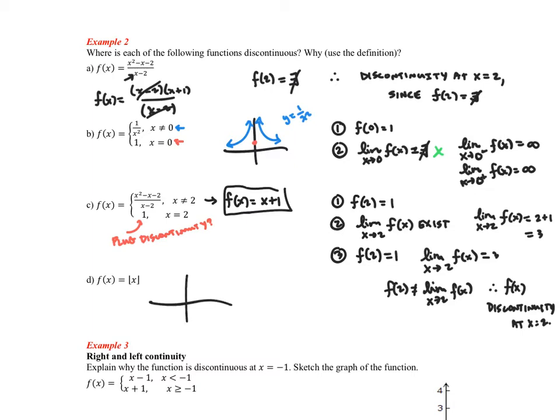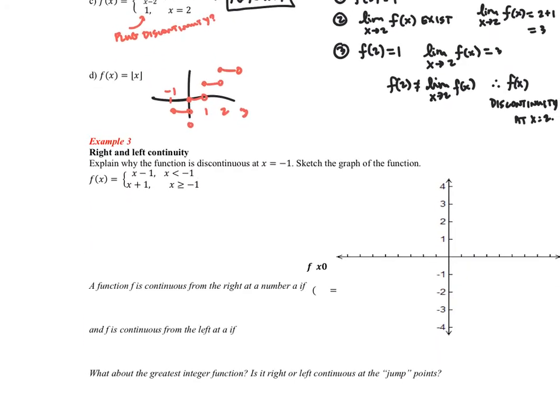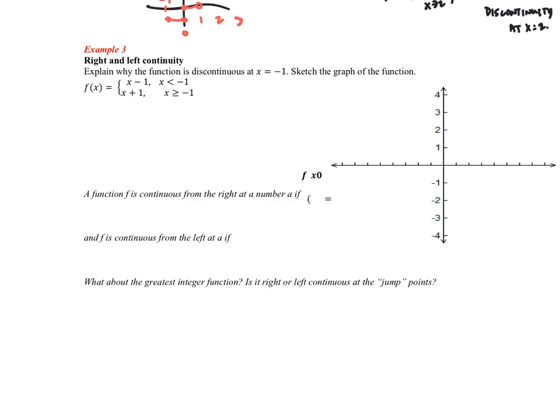Okay, now of course we've got the greatest integer function here in part D. The greatest integer function has problems everywhere with continuity, and it's going to happen, you'll see here, at each of the integer values. So at 1 and at 2 and at 3 and at 0 and -1 and etc. There will be a discontinuity at every integer value. Okay, let's continue and talk about right and left discontinuity.